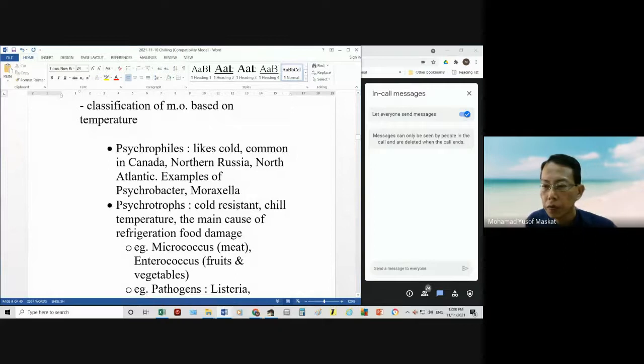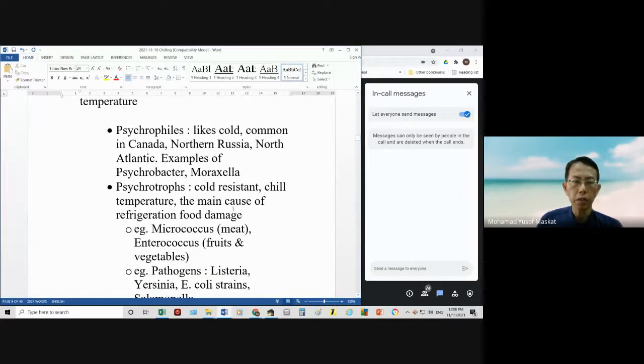Okay. Classification of microorganisms. Microorganisms, we can find them everywhere, but there are several classifications which you should know. For example, we have psychrophiles. It likes cold, common in Canada, northern Russia, all those cold countries. Examples are like Psychrobacter, Moraxella, and many others. Philes meaning that likes. So those are psychrophiles, bacteria, microorganisms that like low temperature.